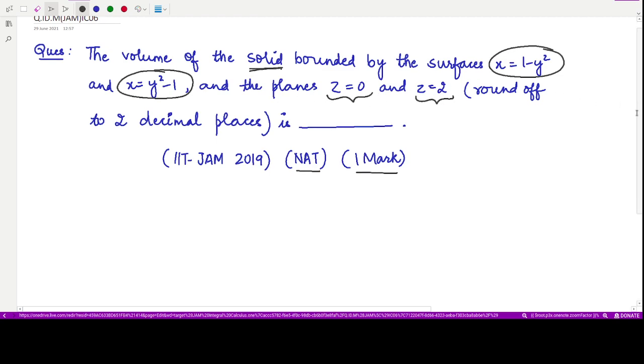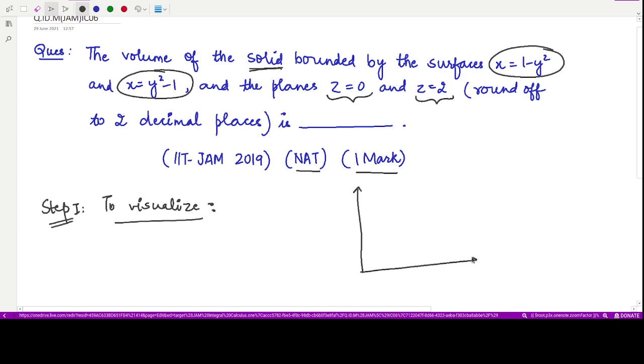So here in this case we are to first see what is the solid which is bounded by these surfaces. So step 1 as always is to visualize. For visualization here I am drawing these three axes: one is the z axis, one is the x axis and one is the y axis.